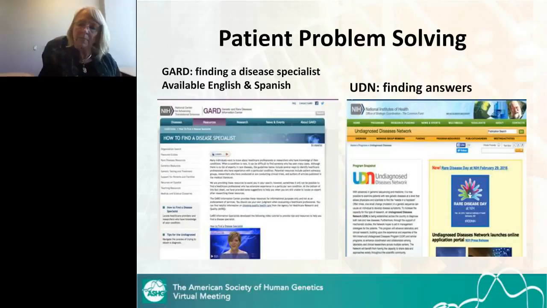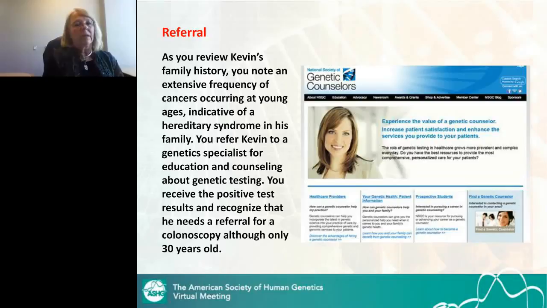So this is another example of a competency that is recommended across the healthcare providers, a referral. As you review Kevin's family history, you note an extensive frequency of cancers occurring at young ages. This is indicative of hereditary syndrome in his family, and so you want to refer Kevin to a genetic specialist for education and counseling about genetic testing. You receive the positive test results that Kevin receives after going through genetic counseling and testing, and recognize that he needs a referral for a colonoscopy, although only 30 years old.